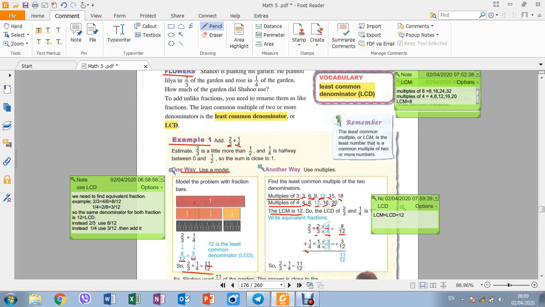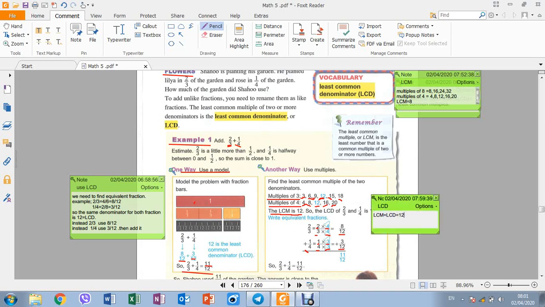Put down 12 directly. Now 1/4, look, this 1/4. 4 times which number equal to 12? 3. 4 times 3 equal to 12. At the same time, multiply numerator by 3. 1 times 3 equal to 3. So 3/12. Now we just add it.